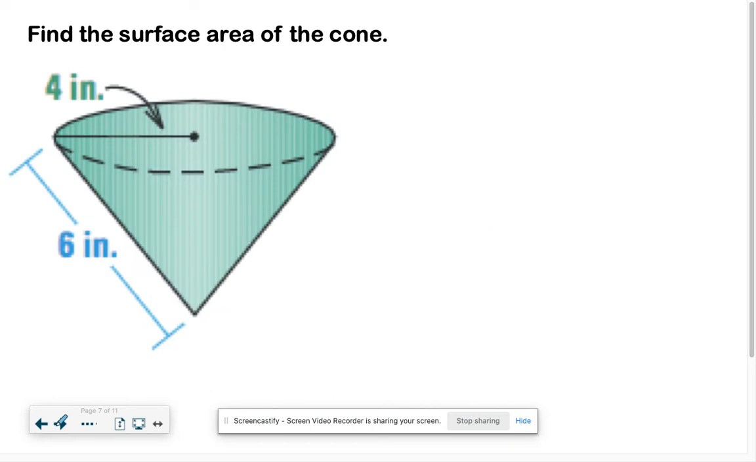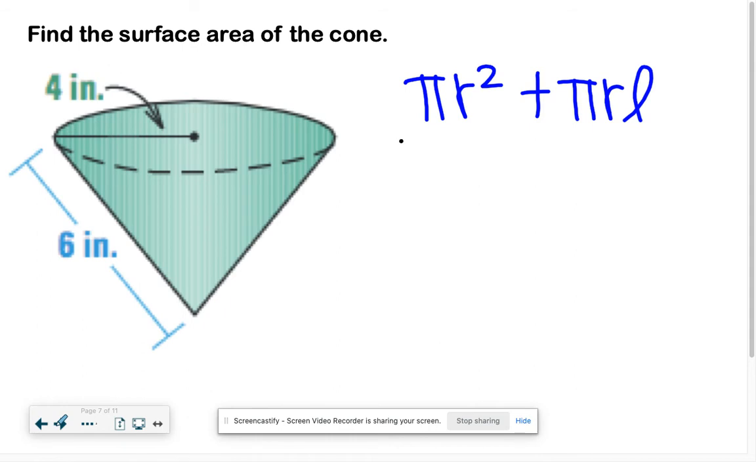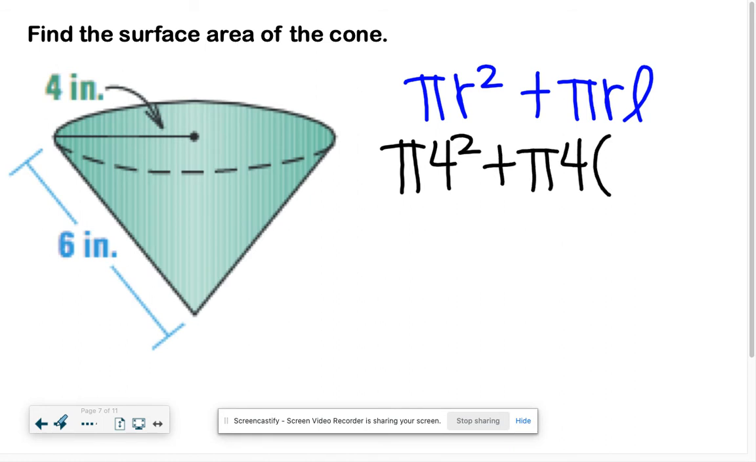Okay, let's try this first one. So I'll write down our formula so we can see it. Turn the page. So on this first example, what's our radius? 4. Yep, so let's plug in 4. And then what's our slant height?